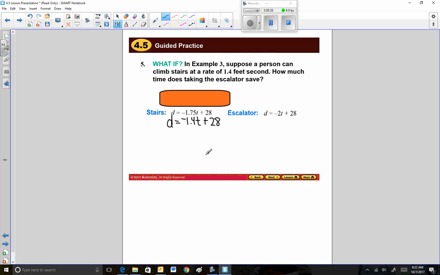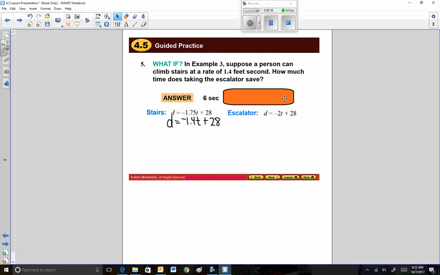All right, welcome back. Let's see. I can't get my pen to move. Let's see how long it took. 6 seconds. So now you have 6 seconds as the difference between how much time taking the escalator saves. 6 seconds. All right.